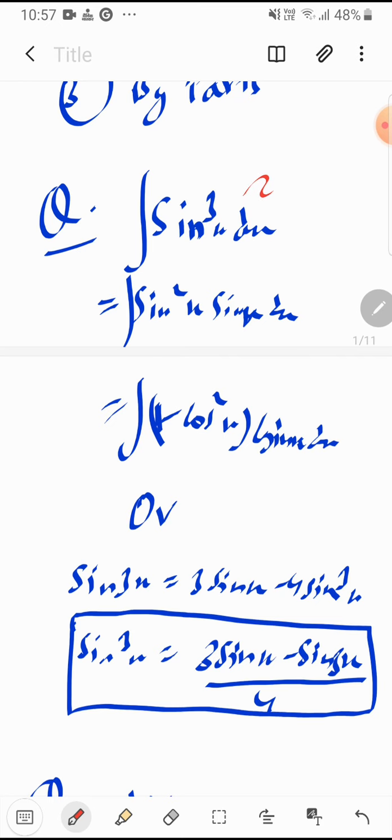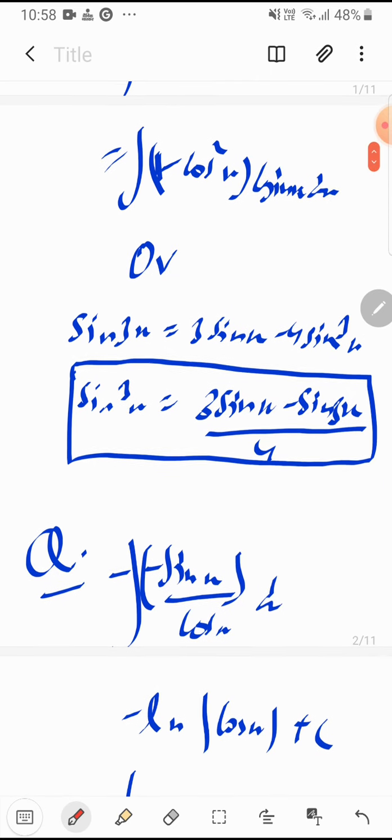The benefit of the first method is that we can apply it to any higher odd power of sin x, like sin raised to the power 7, sin raised to the power 9, and so on. So you can apply either method.